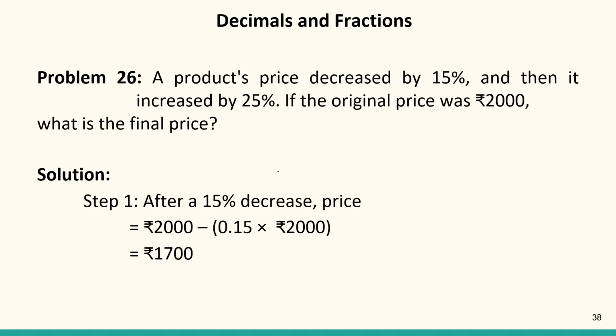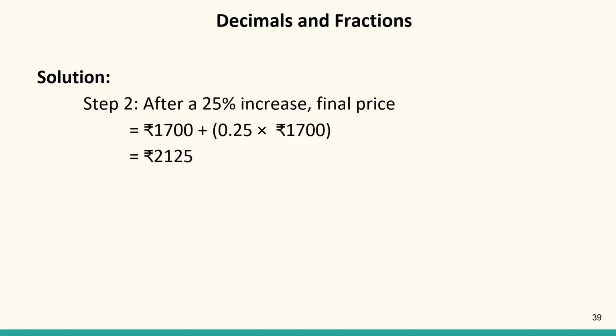Okay, let's see. So after a 15% decrease in price, 2000 minus 0.15 of 2000, since it is a decrease, that is why we use the negative symbol here. So the value of the product becomes 1700 rupees. Then after a 25% increase, the final price is 1700 plus 0.25 of 1700, that is 2125.